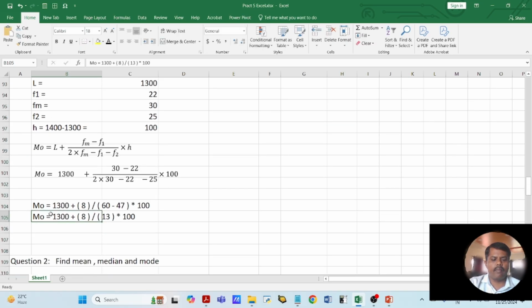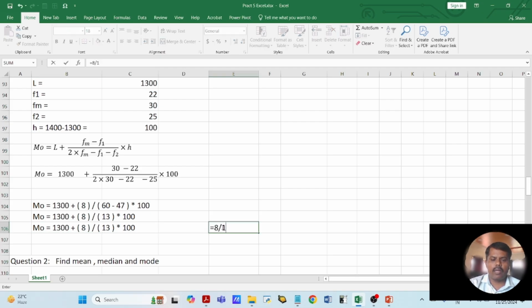In the next step, we have to find 8 divided by 13 into 100. 8 divided by 13 into 100 gives 61.53846. We can round it to two decimals. Mode is equal to 1361.54. This is the mode value of the given frequency distribution. In this way, we find arithmetic mean, median, mode for a frequency distribution table.